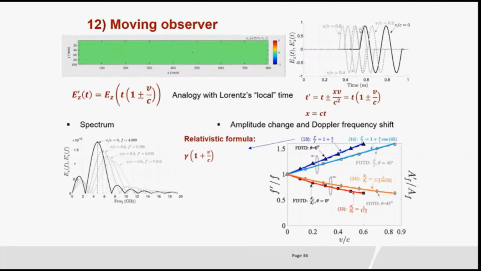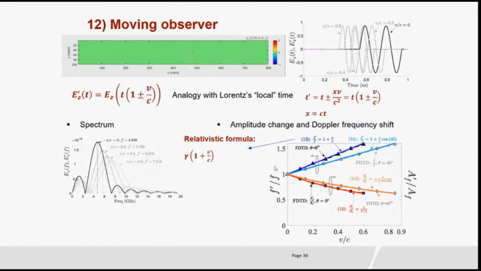If we analyze this data, it's easy to show that the electric field when the observer is moving is the same as the electric field when it is not moving, but with the time multiplied by this factor. What you see is the Doppler effect: the frequency and the wavelength are changing because of the motion of the observer. Actually, this term here is very similar to what Lorentz called local time. As you see here, if you just put x equals ct in this equation, you get the same expression.